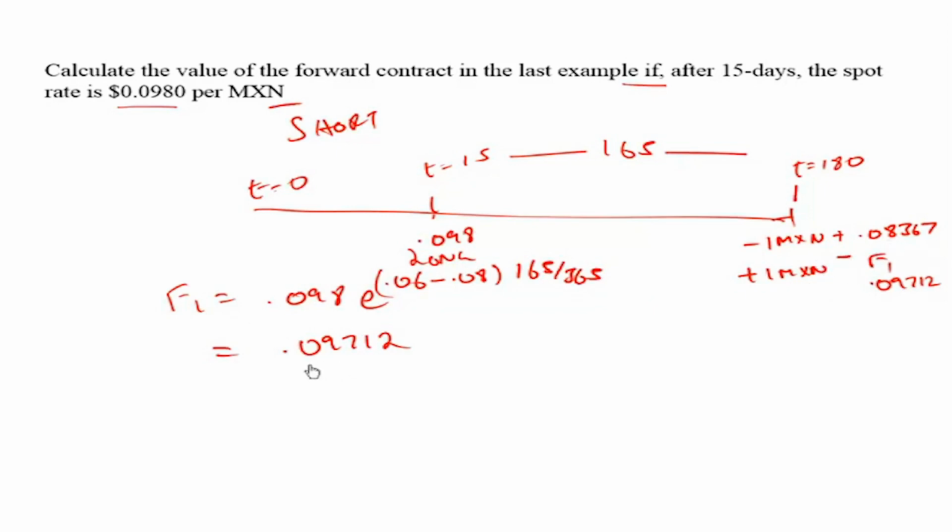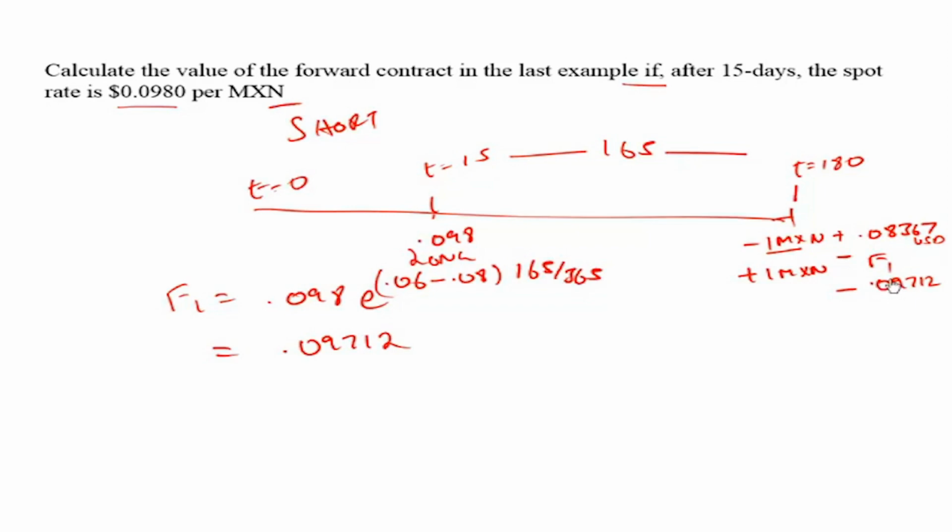So F1 comes out to be 0.09712, that is the fair forward price at t equal to 15. He is already short 1 Mexican peso, that is he sells 1 Mexican peso and receives 0.08367 USD. To extinguish this contract, he needs to long 1 Mexican peso. To buy 1 Mexican peso, what is the forward rate now? 0.09712. So he will have to pay F1, that is he will have to pay 0.09712 USD. So after longing this contract, he has extinguished his position.